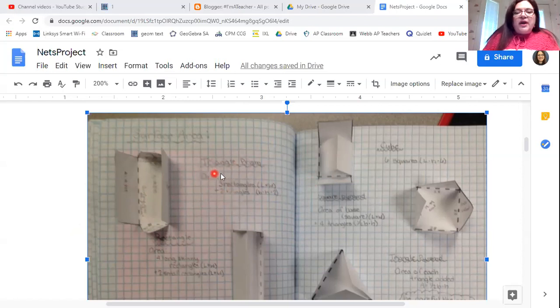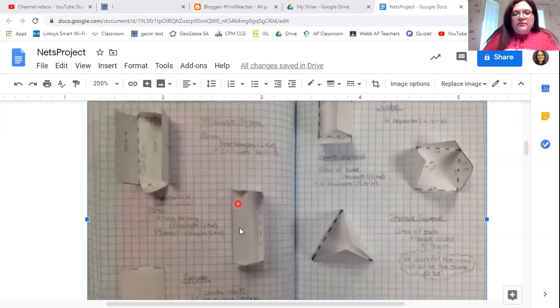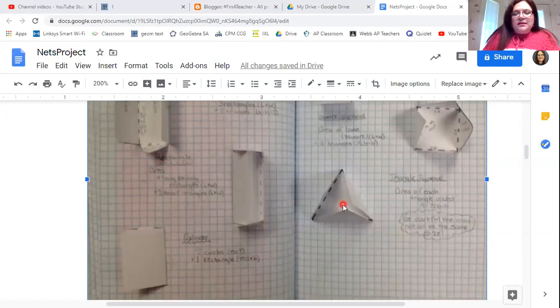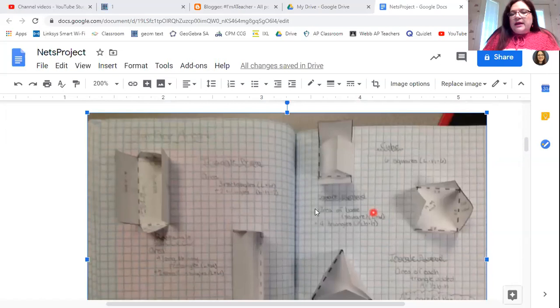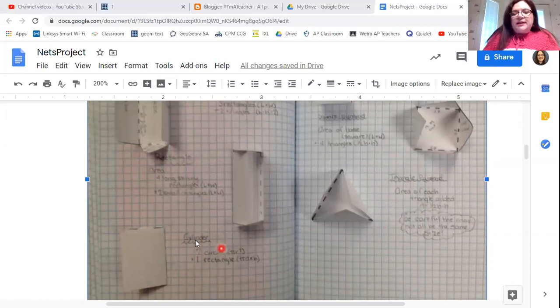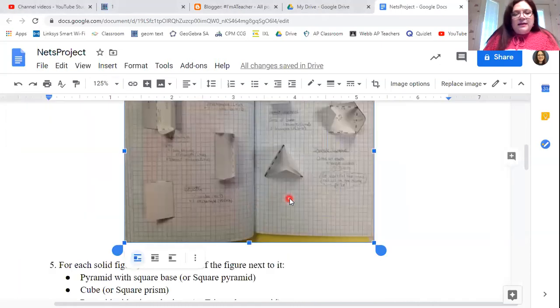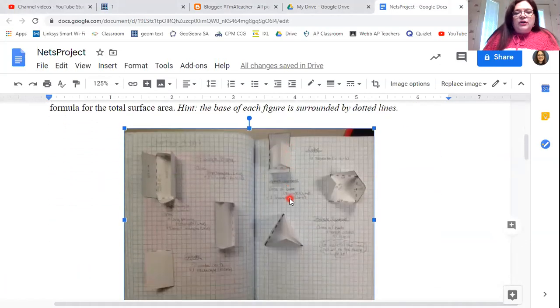So for this one, it's called a triangular prism. Triangular prism. And it's got 3 rectangles and 2 triangles. And then you'll move down to the next one. Here's one with the triangle base and the 3 triangle sides that fold up. Okay, so make sure that you leave room here for notes and formulas. Okay. Let's zoom back. Okay, so you're gluing them down.